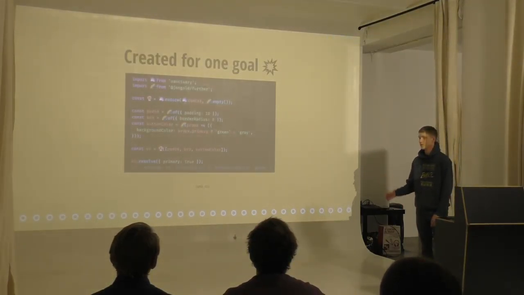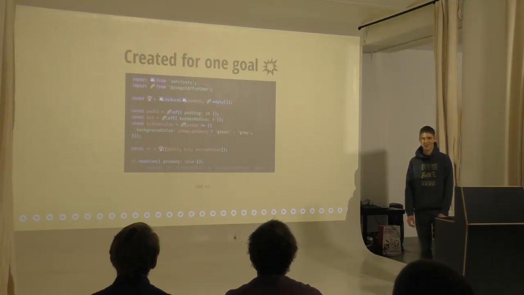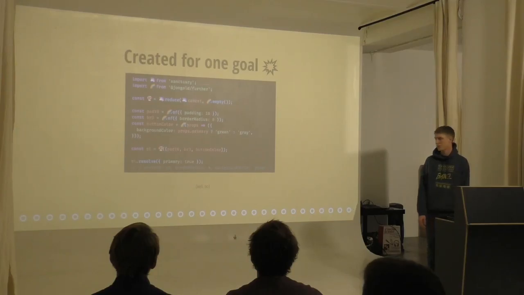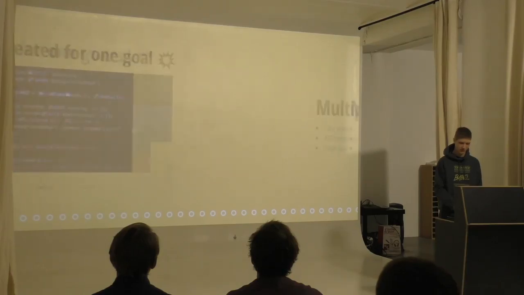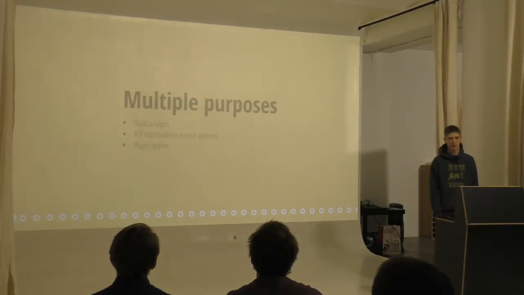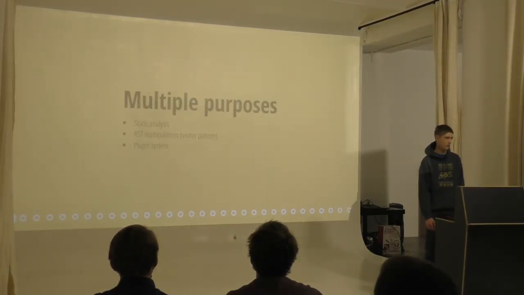I don't know if you know this plugin. Basically, it transforms all your bindings into emojis. It's called the Emojification plugin. So this was the first Babel plugin, and you can still use it. It's super cool. So Babel is not only transpiling your code.